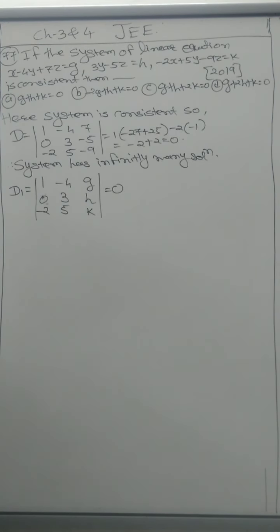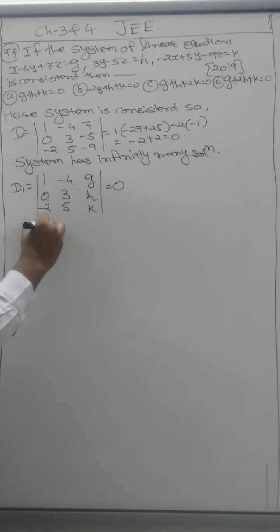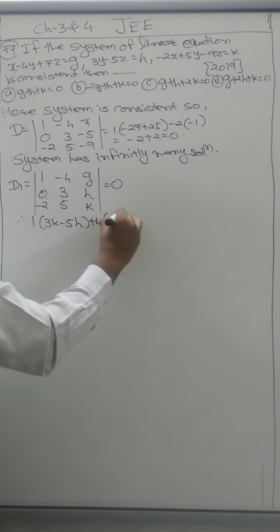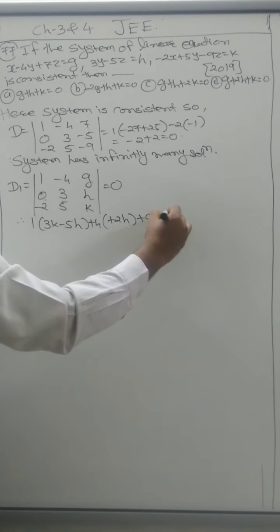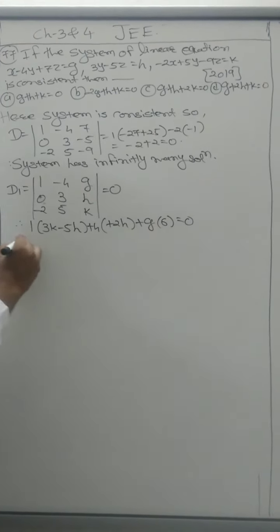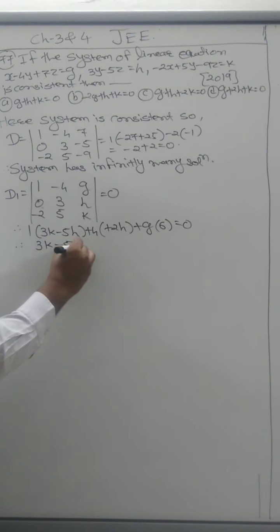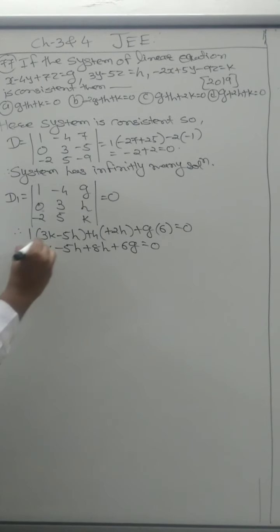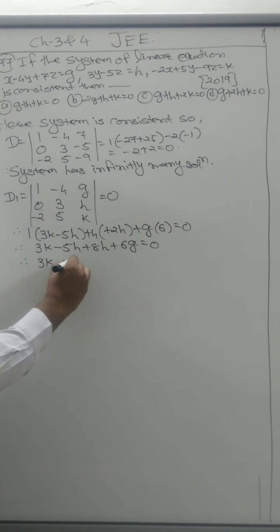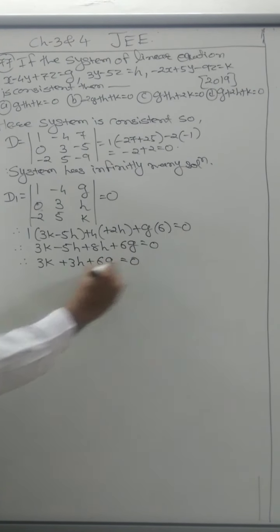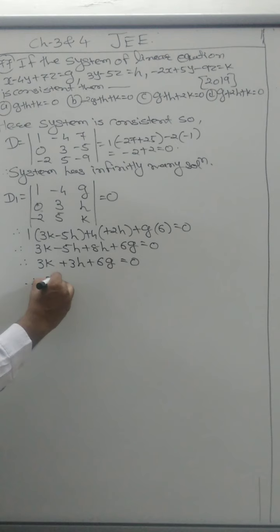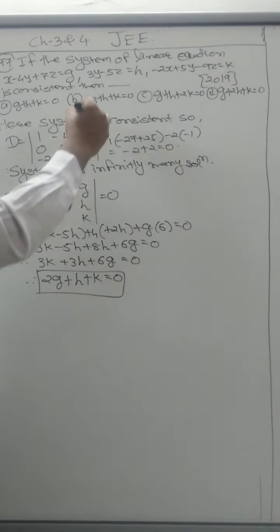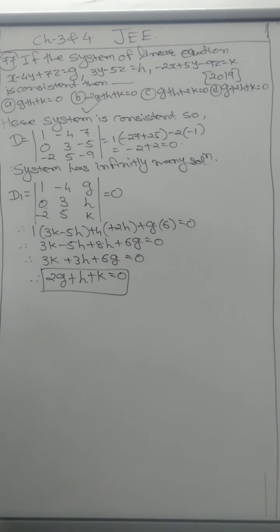So now we just simplify it, we get 3k minus 5h plus 4g plus 2h plus 6g is equal to 0. Therefore, 3k minus 5h plus 8h plus 6g is equal to 0, means 3k plus 3h plus 6g is equal to 0. Taking 3 common, then 2g plus h plus k equal to 0. So this is our equation. So 2g plus h plus k equal to 0, B is the solution.